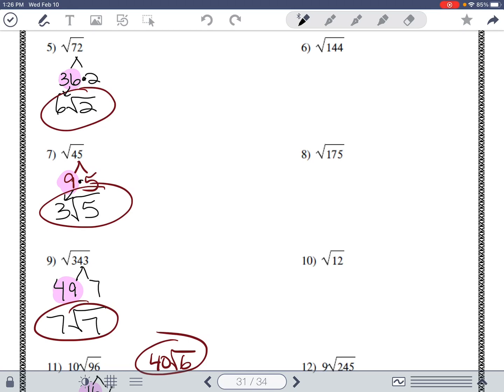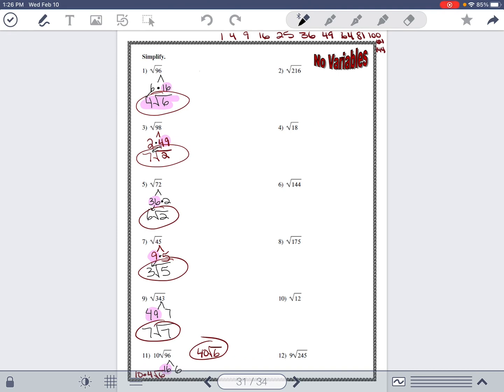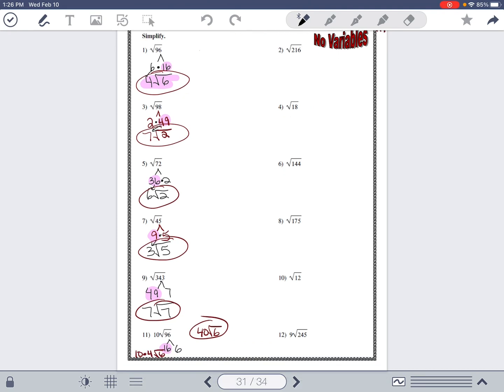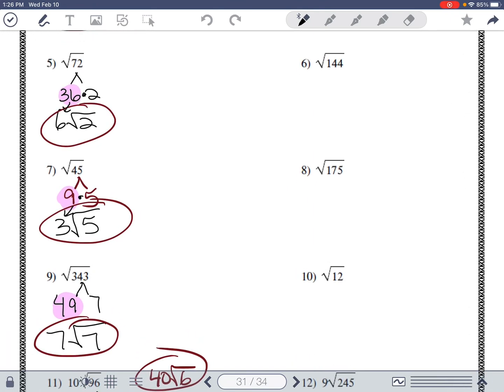Number 9 is a little bigger, but I was focused on my perfect squares, and I was like, come on, one of those has to go into 343. Well, I divided 343 by 49, and it turns out it went into it 7 times. So I knew 7 times 49 was 343, so the square root of 49 became 7, and the other 7 has to stay under the radical.